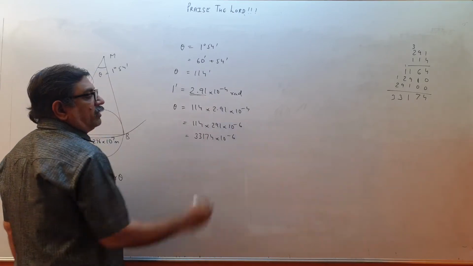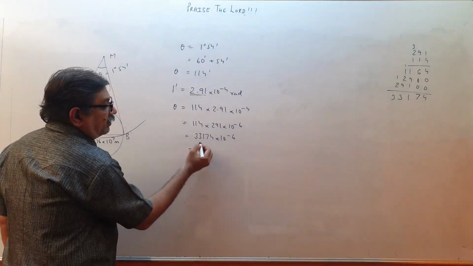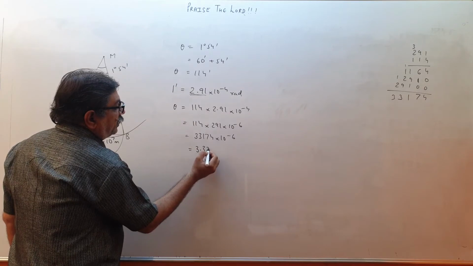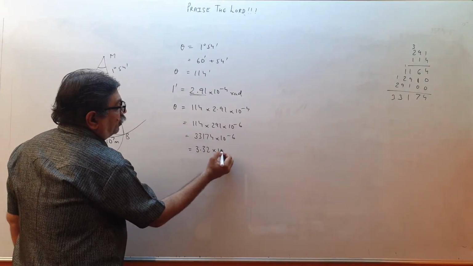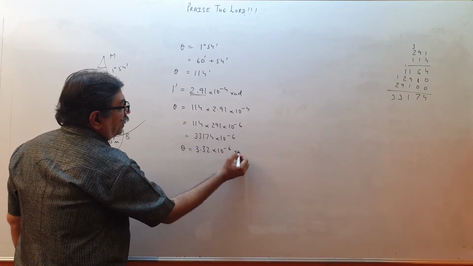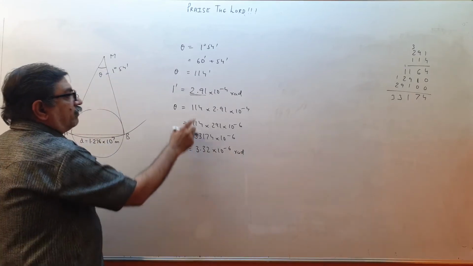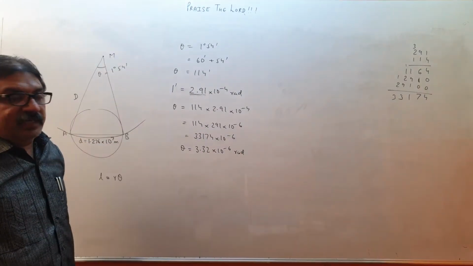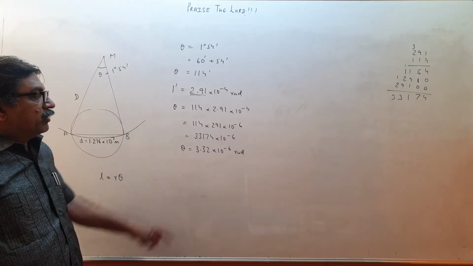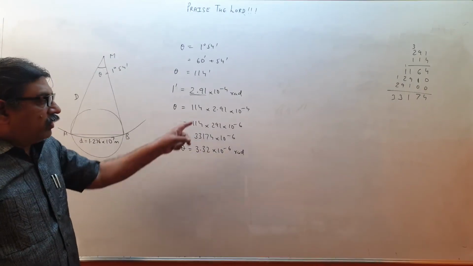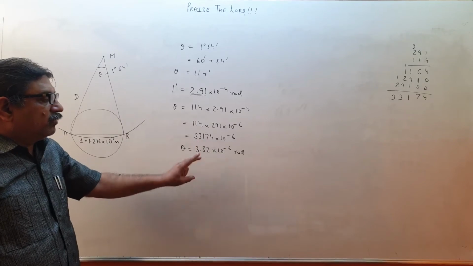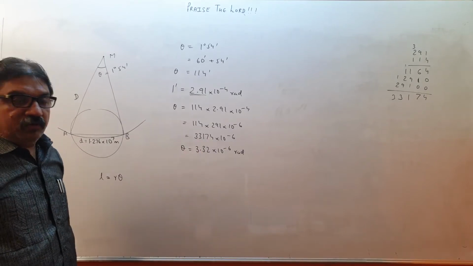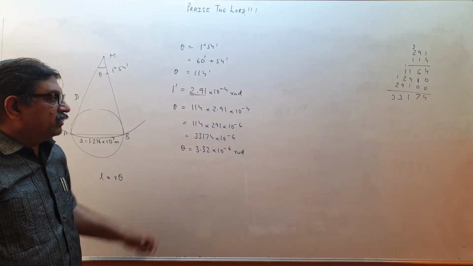There are only 3 digits in 2.91, so we should keep up to 3 digits. So this will be 3.32 rounded off into 10 raised to minus 6. So this is my radian. Why am I rounding off? Because this was only 2.91 radian. So we have to round off up to 3 digits. Because this 114 was exact, no error over here. So we round off to 3.32, 3 digits and 3 digits.